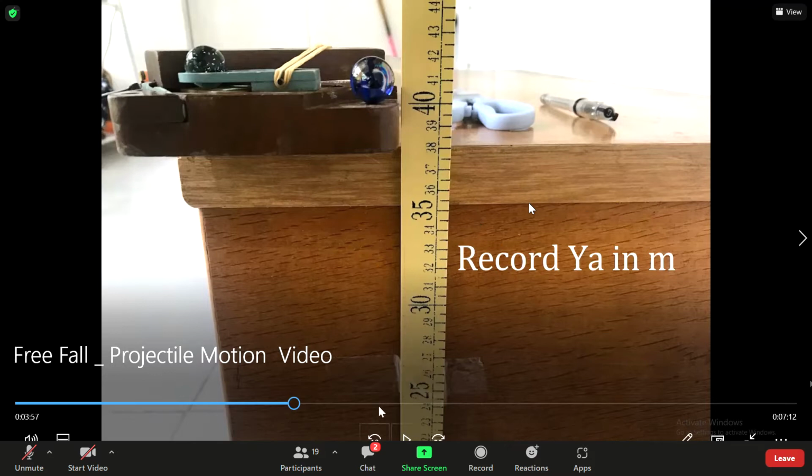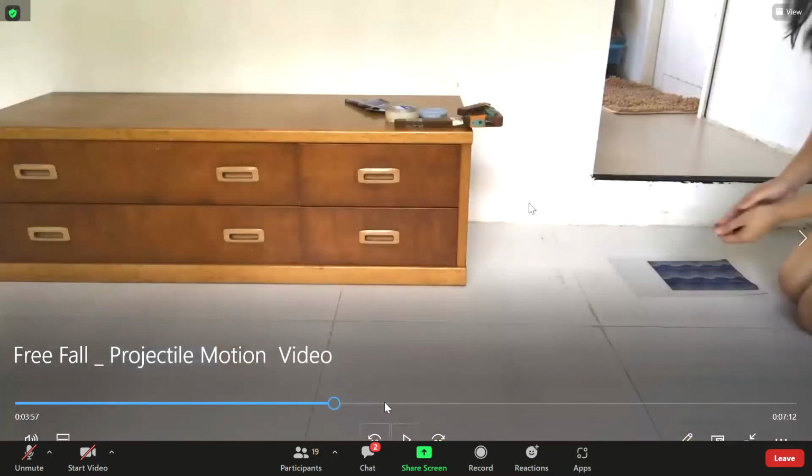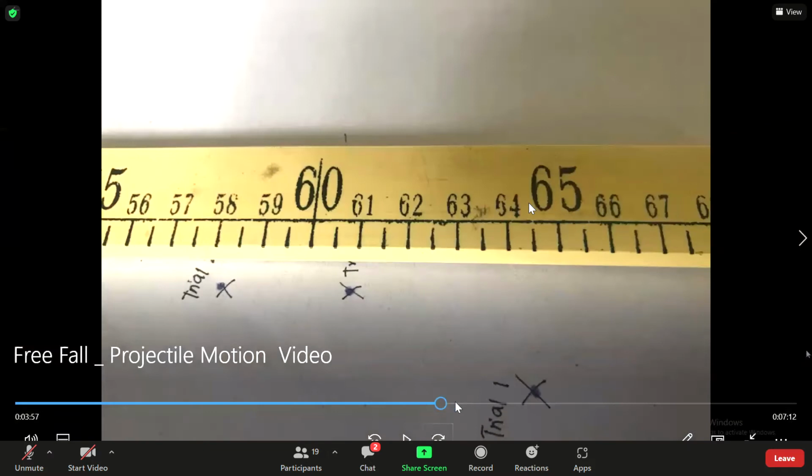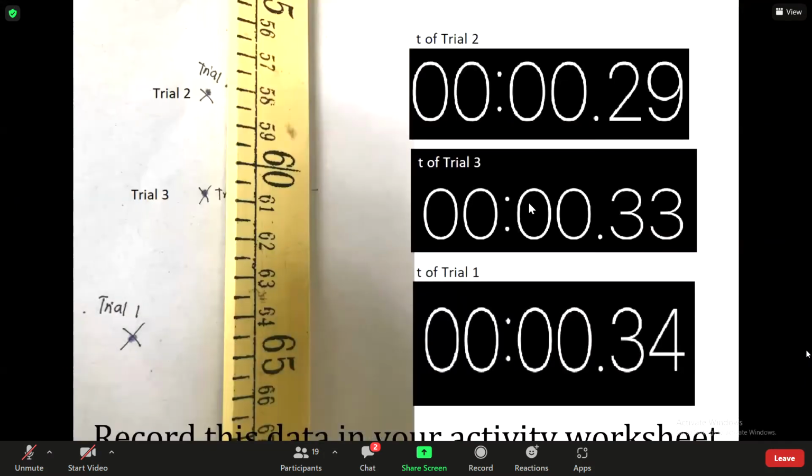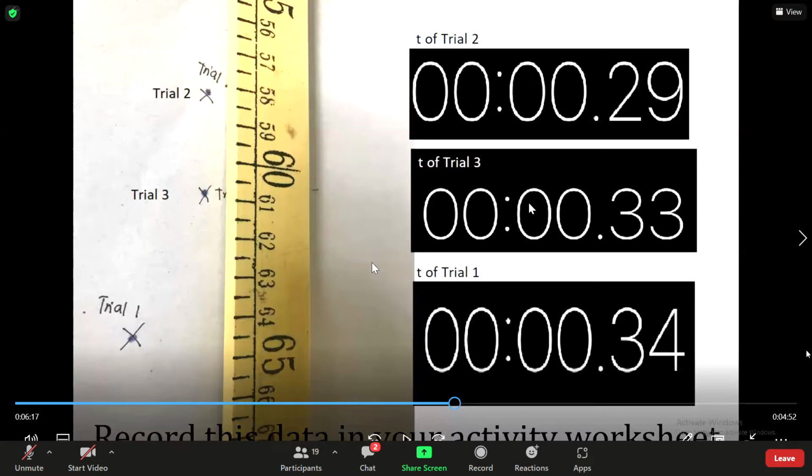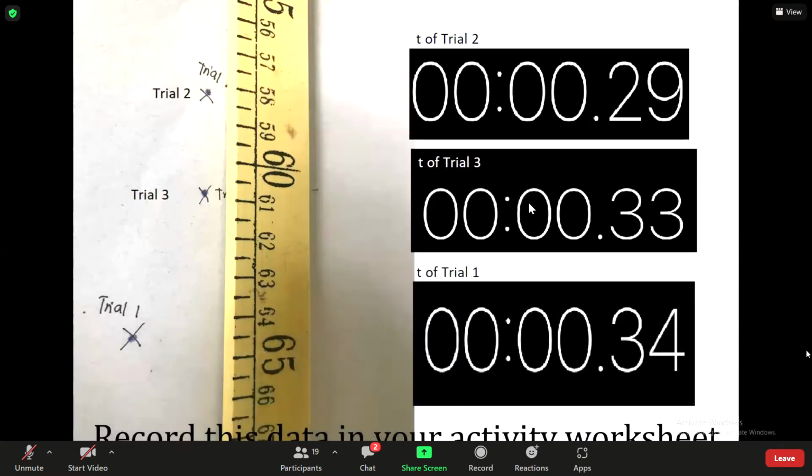And then, have you gotten the different trials? Okay, this one. These are actually the X values. Go ahead, class, go back to your activity. Trial 1, trial 2, and trial 3. So these are the corresponding values on the meter stick.